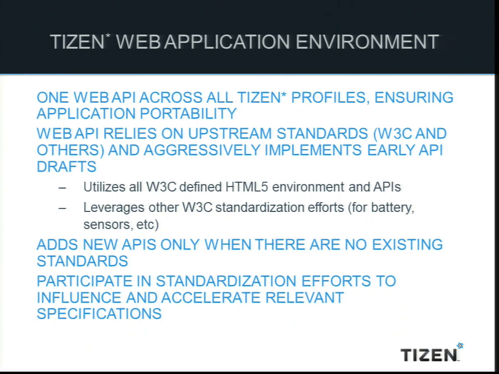These APIs rely on upstream standards. Like I mentioned, we're heavily invested in W3C and others and aggressively implementing the APIs. We're adding new APIs when there are no existing APIs. So where we've looked at the APIs from W3C and we see we want to support specific features on the device that the W3C API won't support right now, we will add our own Tizen APIs, but we won't stop there. We'll actually take those and drive them back into the standards bodies. So we don't want to end up with a unique platform that you'll only write to for a Tizen app. We want to have as standard an API as possible.